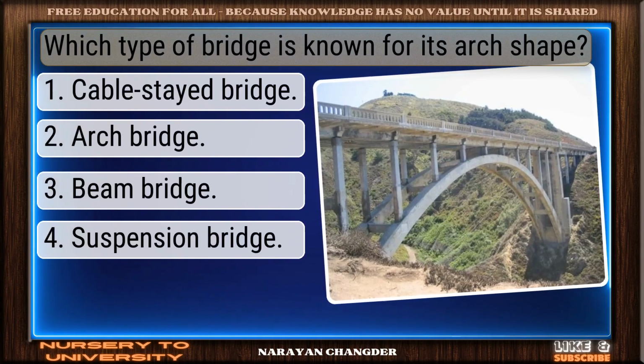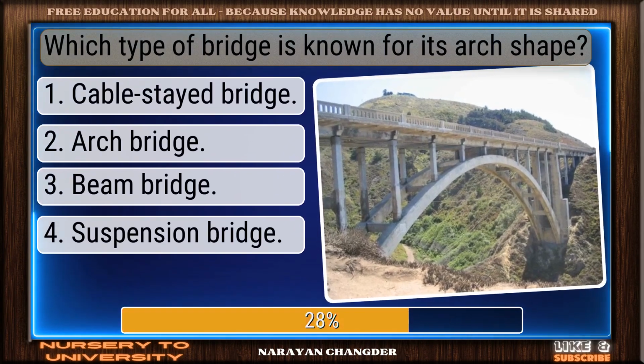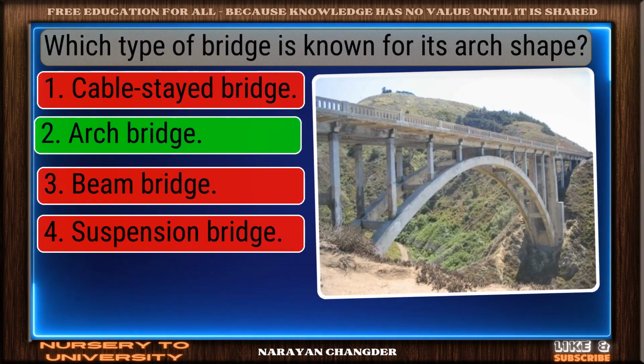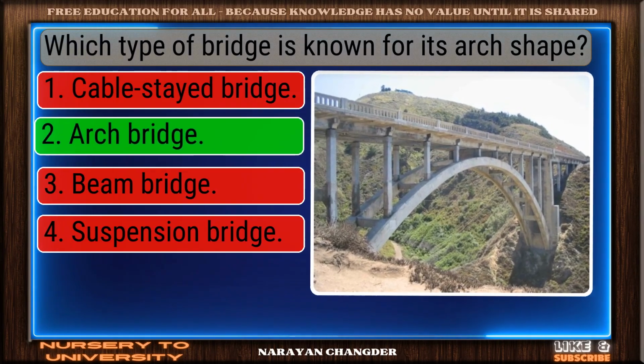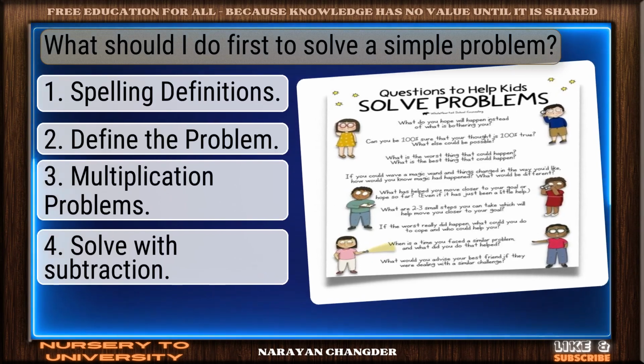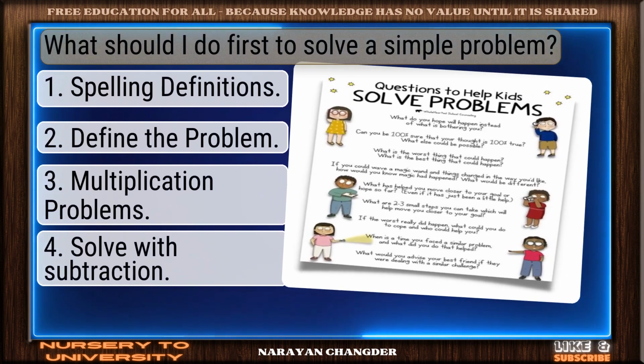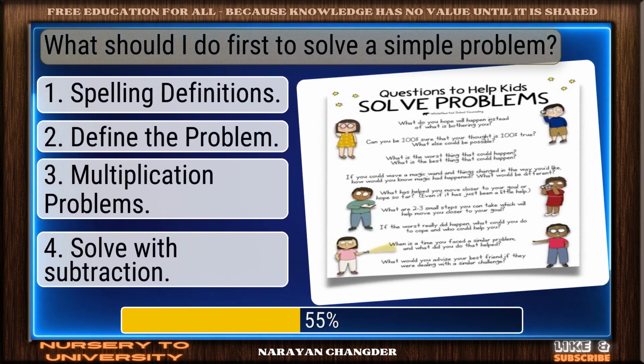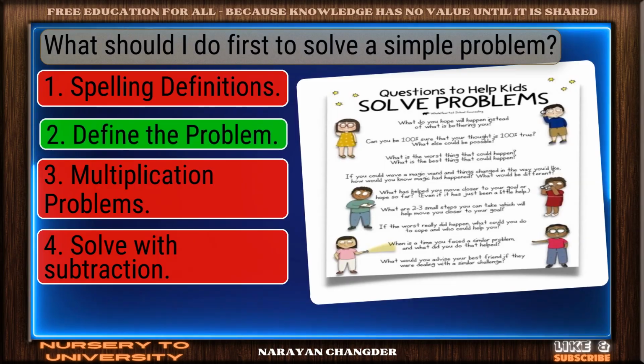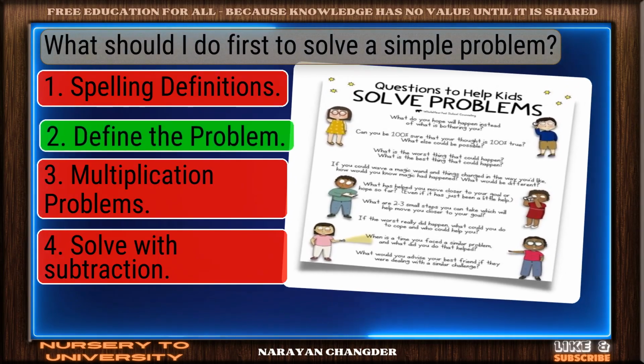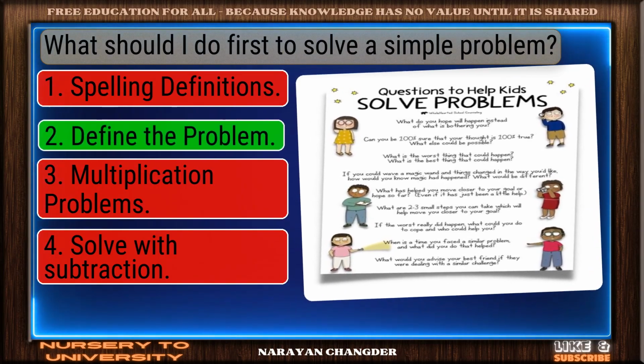Which type of bridge is known for its arch shape? You chose arch bridge, and it is correct. What should I do first to solve a simple problem? Well reasoned. Define the problem is the correct choice.